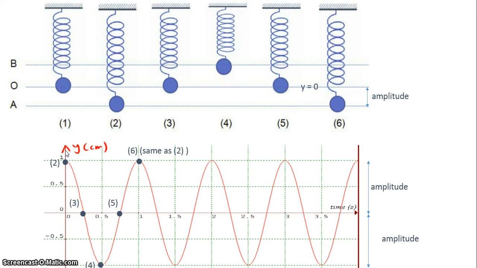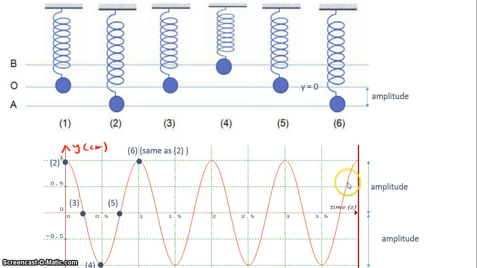Now let us match the snapshots to the graph. Initially, at snapshot number 2, you pull it down and it's at its maximum value of 1. Then you release it. Once you release it, it travels to O, passing through the rest position, which we define as y equals 0. Then it travels further to its other maximum, which is at a negative value of y, negative 1. And it comes back to its rest position at snapshot number 5. It carries on to its original position at snapshot number 6, which is exactly the same as snapshot number 2, and the whole thing repeats itself.